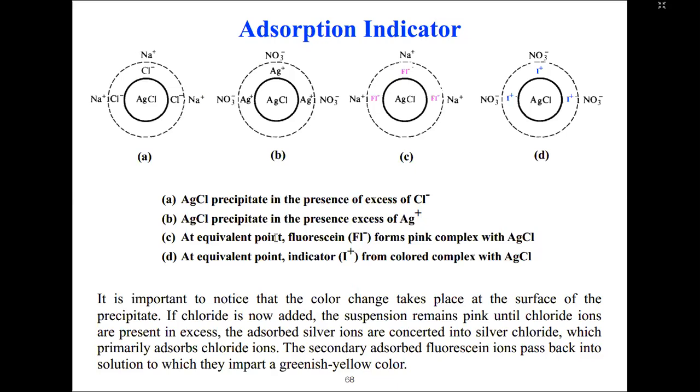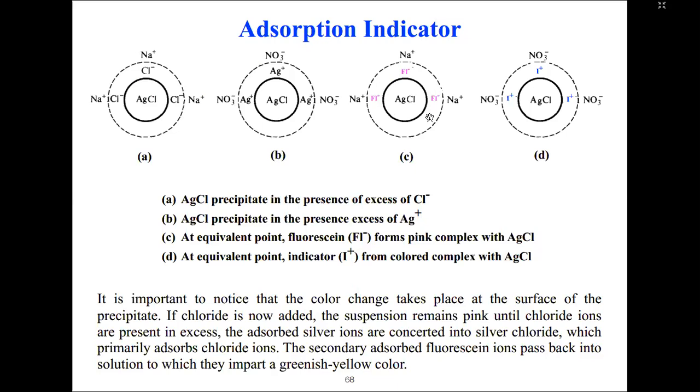So look into the figure. At the equivalent point, the fluorescein here, earlier it was free, so it had a different color. Now it is adsorbed on the surface of AgCl. Why? Because there is no excess chloride or no excess silver. If there was excess chloride or excess silver, then either A or B would have occurred. However, none of them is in excess. They are used completely. The indicator will form the primary layer, and that is how the color is observed.